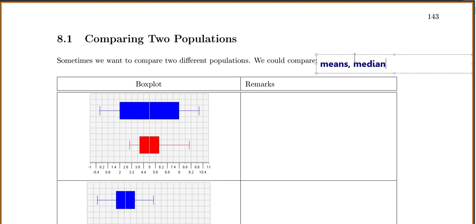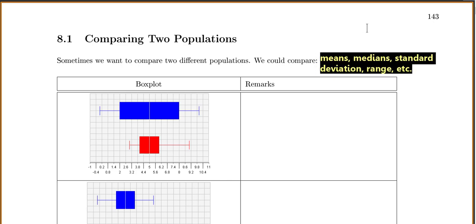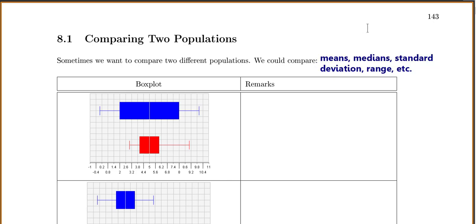We could compare their medians. We could compare their standard deviation, their range, etc. Basically, anything that you can think of to compute for one population, you could compare for two different populations. In this example, we're going to compare them just visually.